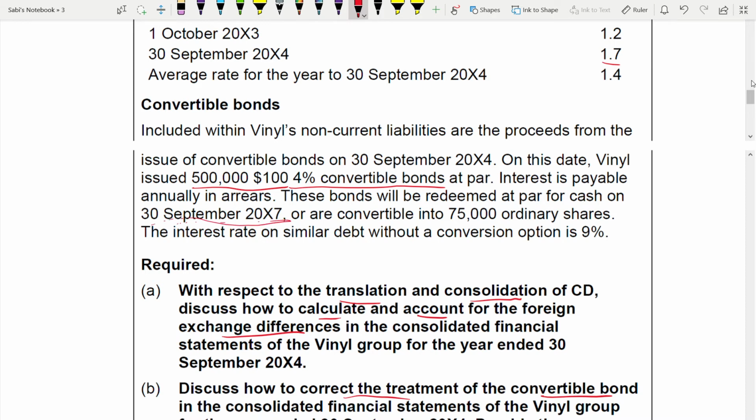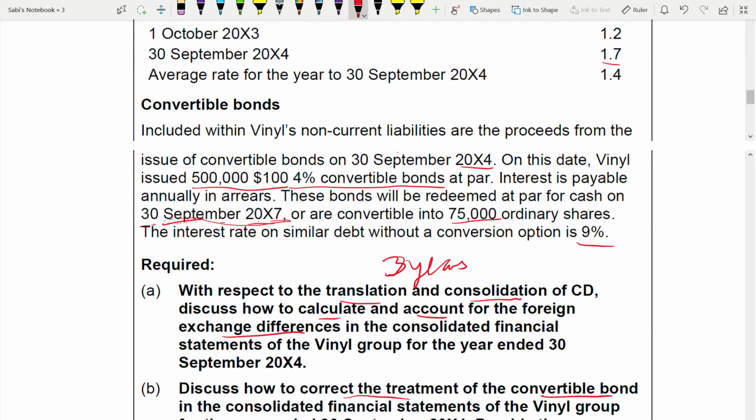You should always know when it is going to be redeemed to find the cash flow, the present value of the cash flow. That's the reason they give you that. Here you have taken it on 2004, but you are going to redeem in 2007. The months are the same, 30th September, 30th September. That means 3 years. How much are you going to convert it to? 75,000 ordinary shares. And the interest rate on similar debt without a conversion, they also give you: 9%.